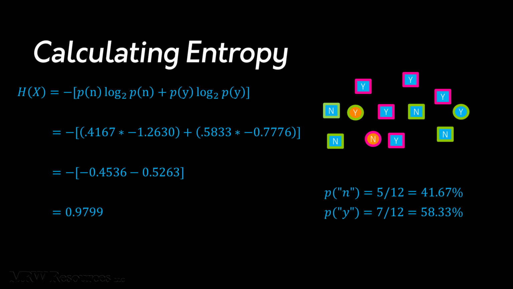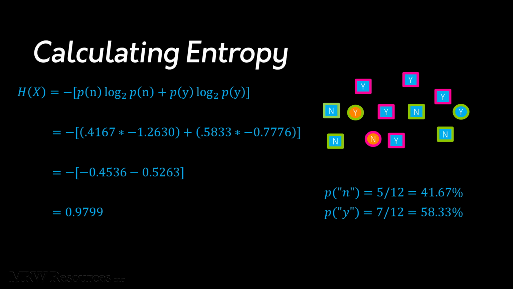Probability for Y is 7 over 12, 58.33%. So then we just plug those into the formula, and we only have two values, so we're going to have to do two calculations for those two possible values. Probability of N times the log 2 probability of N, and then the probability of Y times the log 2 probability of Y. We'll add those two results together.